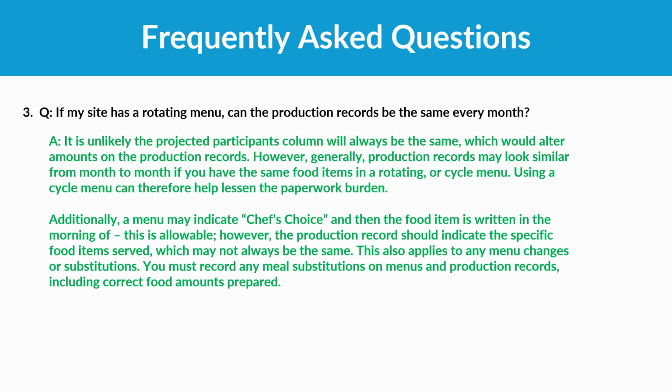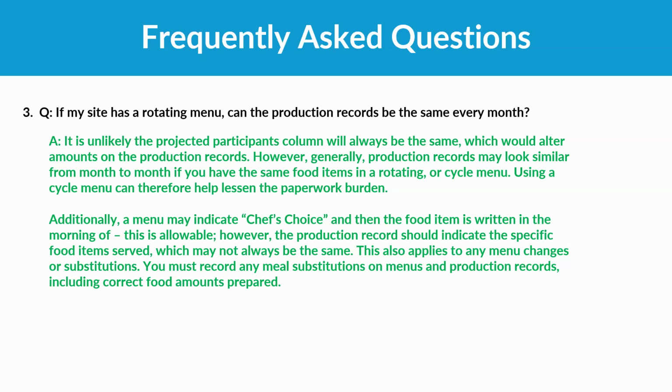So it is unlikely that the projected participants column will always be the same because you might have different attendance from day to day, and that would alter the amount on the production record, right? Because all of our calculations are coming from the number of participants that are projected. So if we're following that rule, the production records would never be exactly the same if you do not have the same number of participants every day.